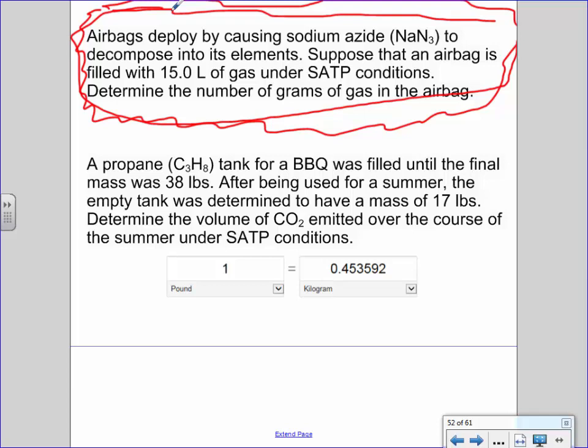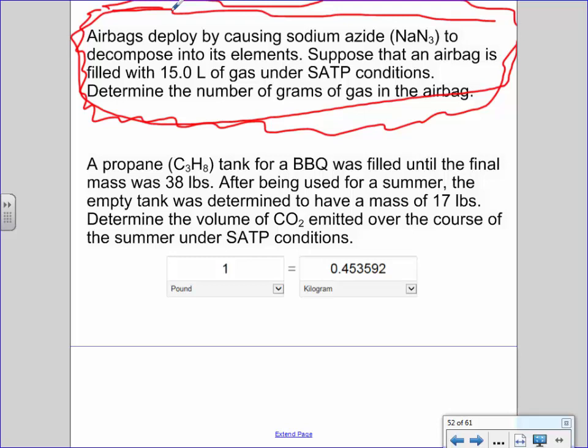If it decomposes into its elements, one of them would be sodium. The other one, though, would be nitrogen gas. That nitrogen gas is what eventually causes your airbag to inflate. Does that make sense? So this is a really similar question to what we just did before. Let's say that your airbag has to fill with 15 liters of gas under standard conditions. Let's figure out how many grams of sodium azide to put in the airbag.